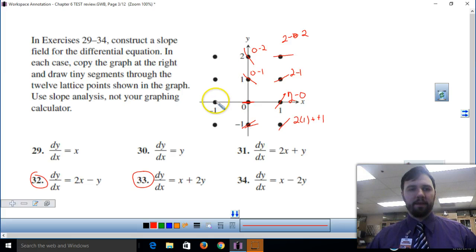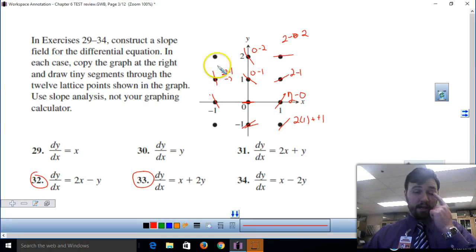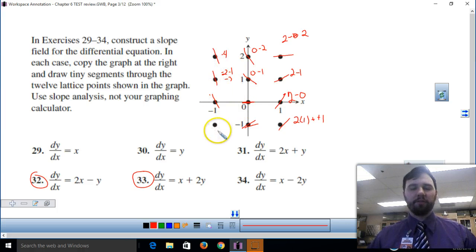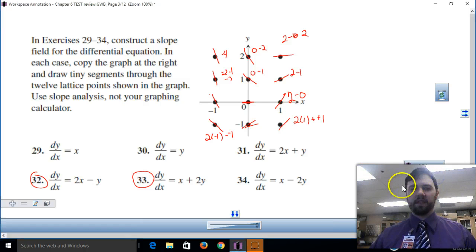Negative 1, 0. You get negative 2. Negative 1, 1. You get negative 2 minus 1, which is negative 3. Negative 1, negative 1, that's going to be negative 4. And negative 1, 2 times negative 1 minus negative 1 is negative 2 plus 1 is negative 1. All right, so that's number 32. Not so bad, not so bad.